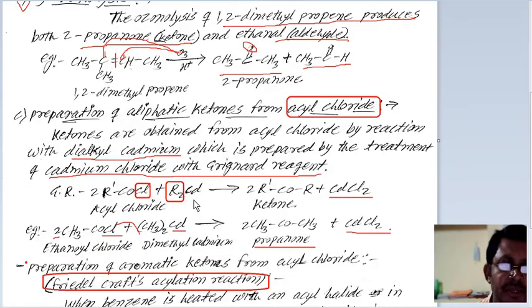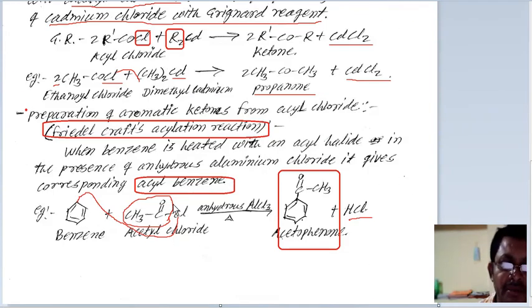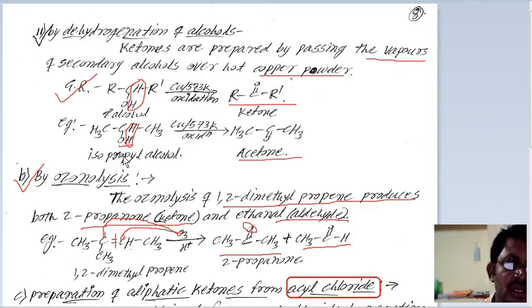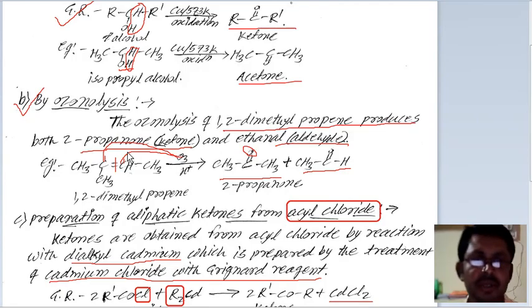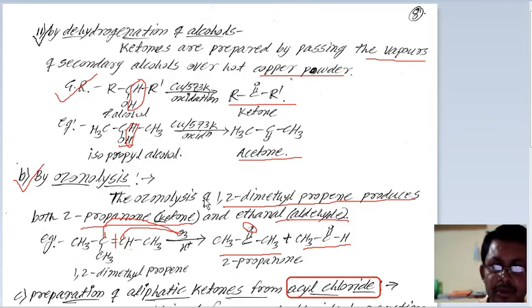These are the preparation methods of aliphatic and aromatic ketones. There is also one more preparation method that will be continued in the next video.